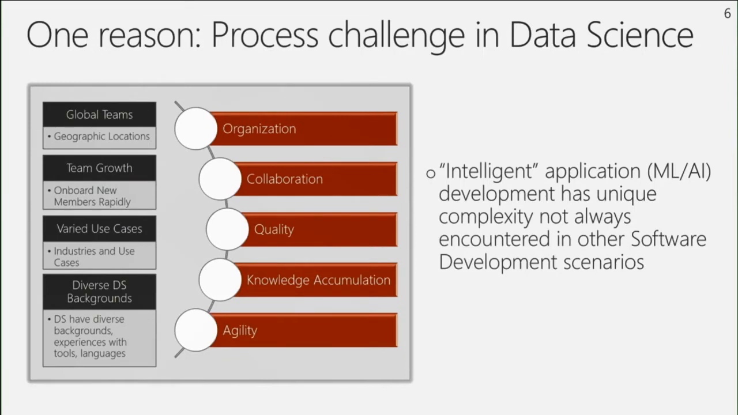That creates a heterogeneity due to which several organizations have challenges with regards to how to organize their data science teams and their data science programs, how to enable better collaboration within their team members, ensure quality of the projects, how to accumulate knowledge as the projects are going through in their teams, and ultimately to improve the agility of their data science projects.